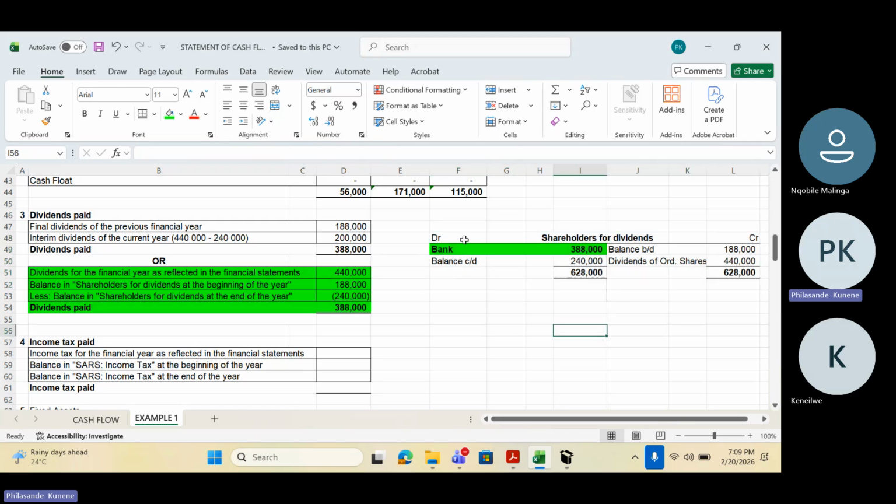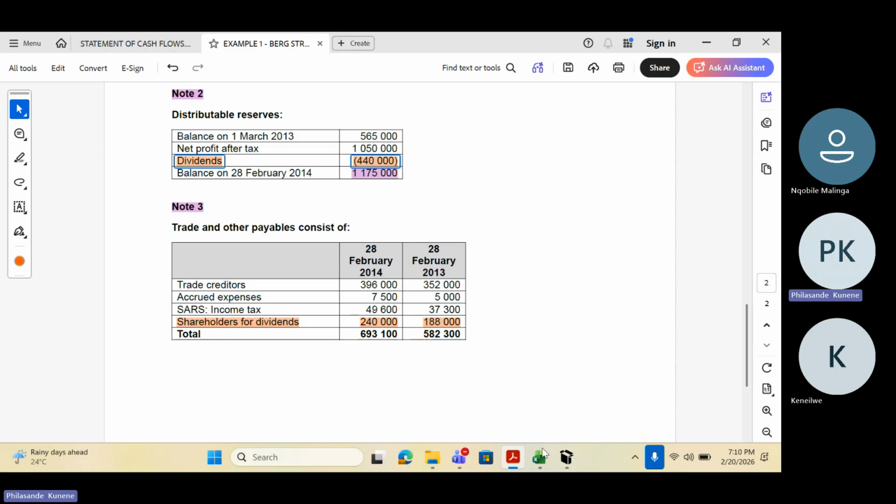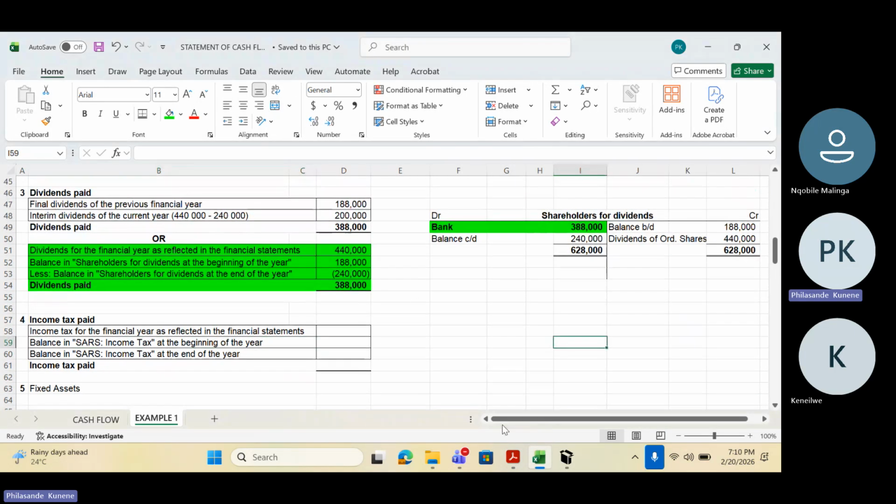I'm sorry, guys, but I was emphasizing this is a T account in the form of a note. I want you to learn this T account. When you're doing the workings on the test, I just want you to do a quick T account. But sometimes there will be no need for it. You can just add the two amounts, your interim dividends plus the opening shareholders for dividends, because this 188 is the opening balance, plus the interim. Then you know you are done, which is the same thing for the tax. For dividends paid, we've already calculated it as 388,000 rands.